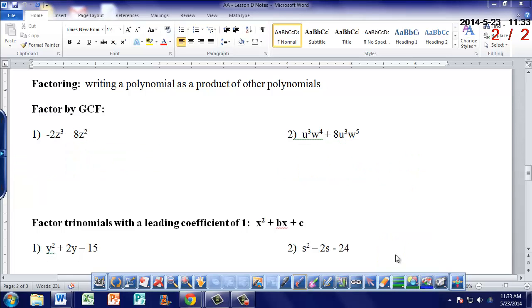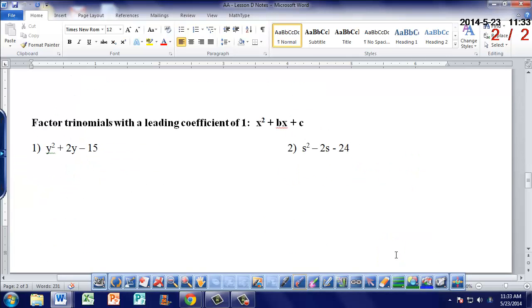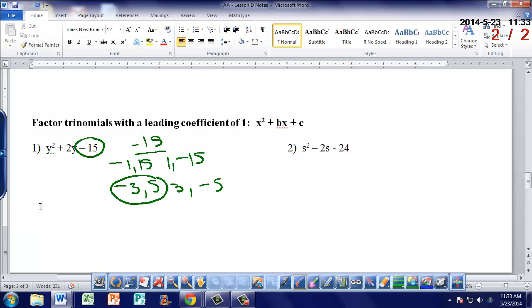Okay, now, factoring a trinomial when the lead coefficient is 1 is simple. We say what multiplies to give me a negative 15 and adds to give me a positive 2. You can go through and list everything. Negative 1 and 15, 1 and negative 15, negative 3 and 5, 3 and negative 5. So which one of these is going to add to give me a positive 2? It would be this set. That's what goes in your parentheses. Y minus 3, y plus 5.